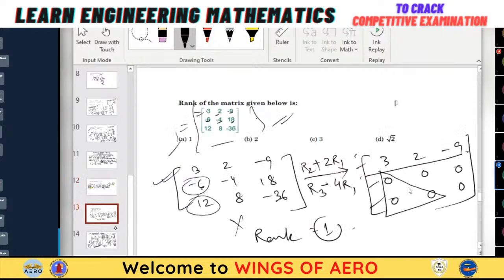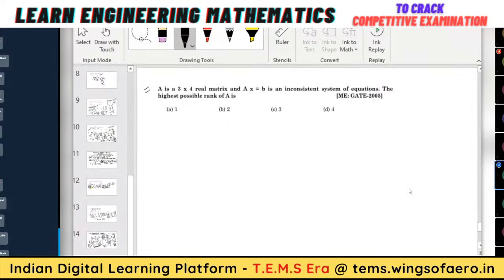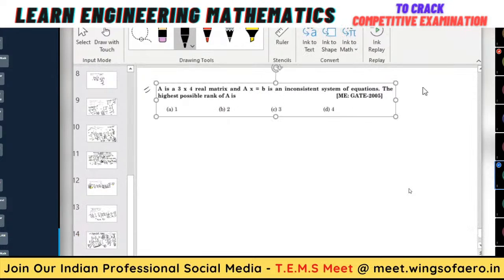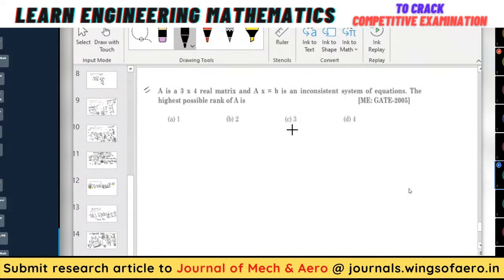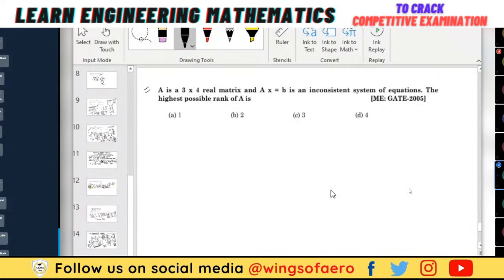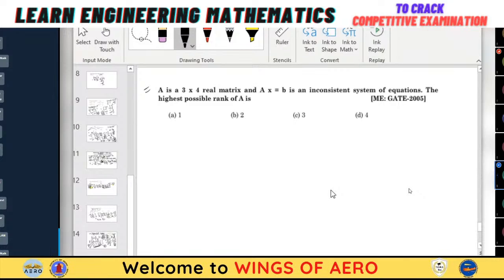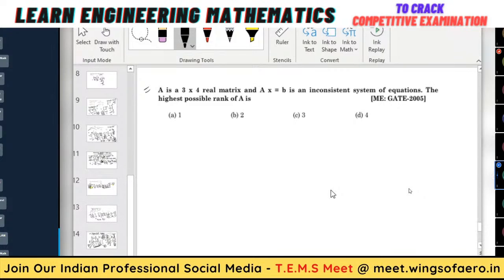My question is this one. Now you know when the system is inconsistent and when the system is consistent. Now tell me the answer of this question. A is a 3 cross 4 real matrix, and AX is equal to B is an inconsistent system. It is given to you that the system is inconsistent. Then what is the highest possible rank of A?